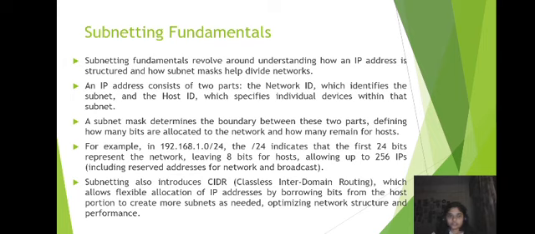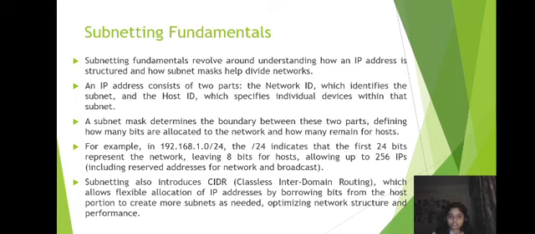The next topic here we have is the fundamentals of subnetting. Basically, subnetting fundamentals revolve around understanding how an IP address is structured and how subnet masks help divide networks. An IP address consists of two parts. First is the network ID, which identifies the subnet, and the host ID, which specifies individual devices within that subnet. A subnet mask determines a boundary between these two parts, defining how many bits are allocated to the network and how many remain for hosts.